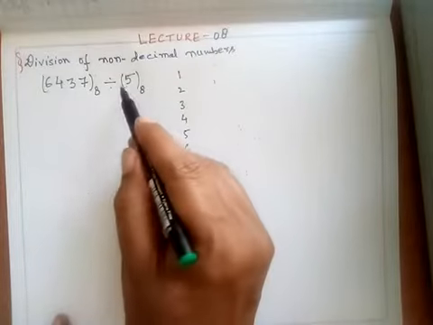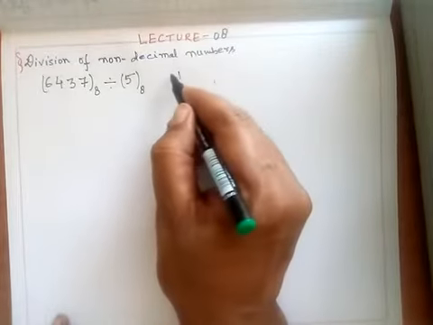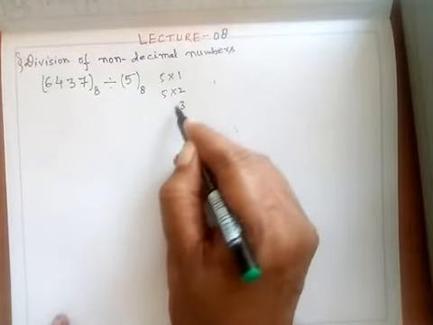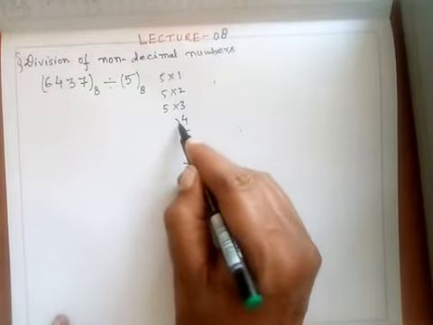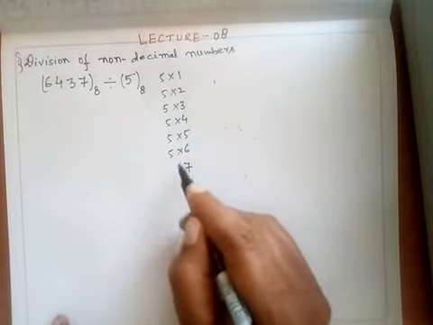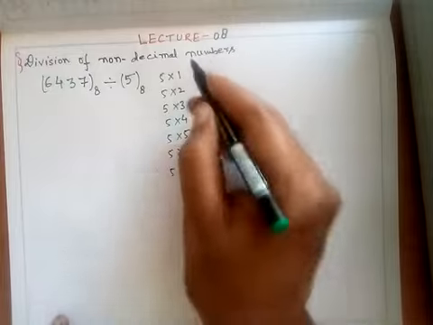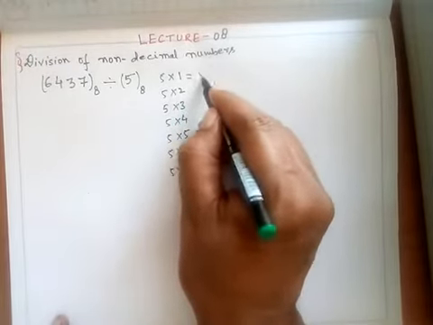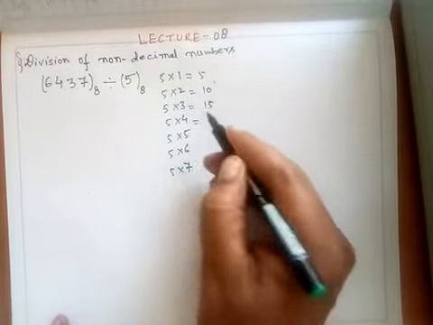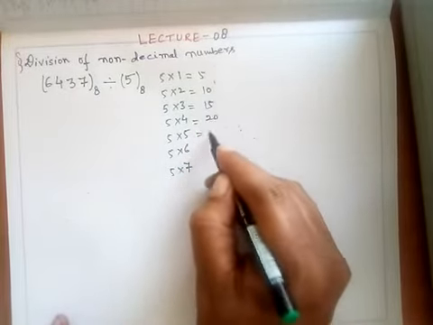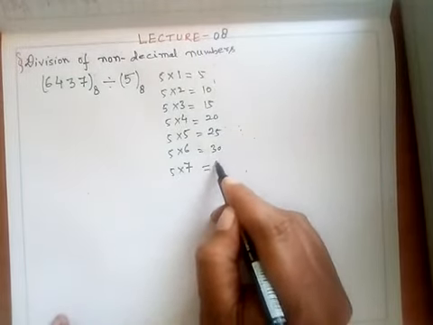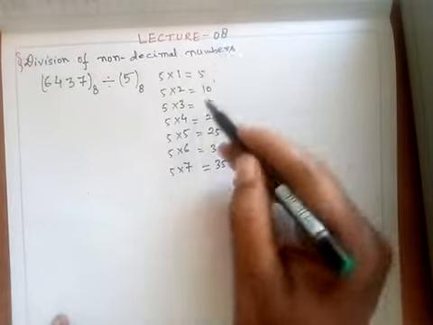Now this is to be divided by 5. So I multiply all these numbers by 5: 5 into 1, 5 into 2, 5 into 3, 5 into 4, 5 into 5, 5 into 6 and 5 into 7. I know that this is equal to 5, 10, 15, 20, 25, 30 and 35. I make a reference table here.